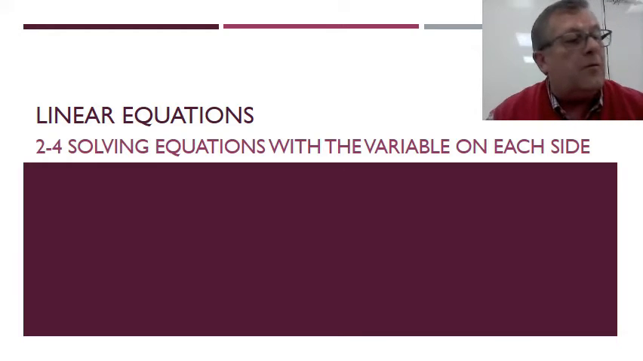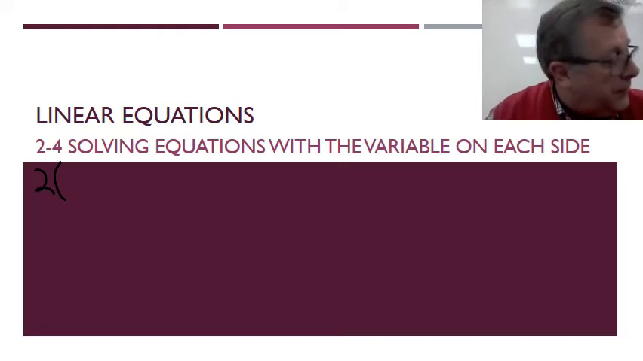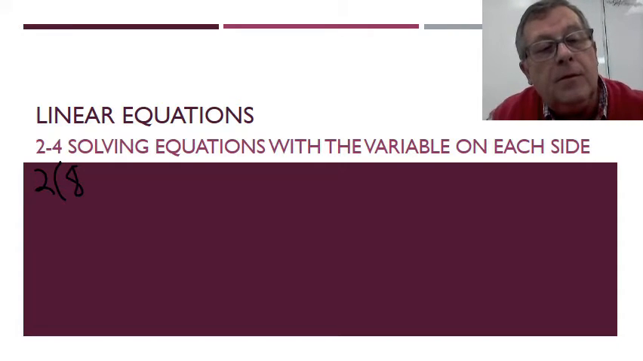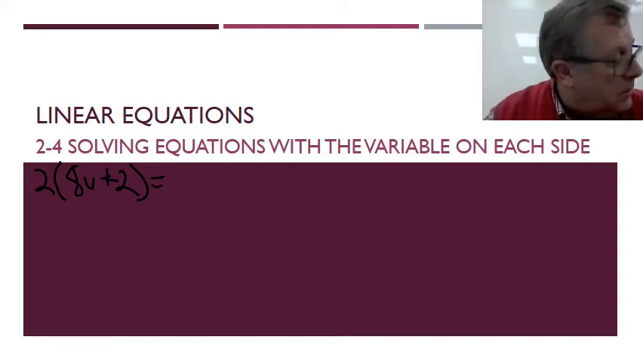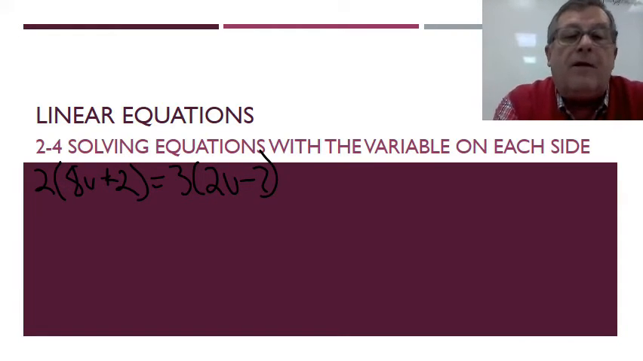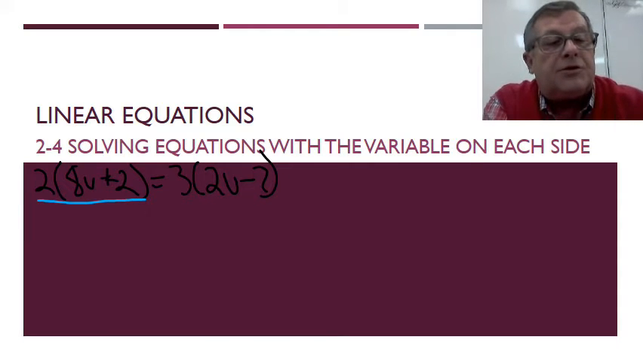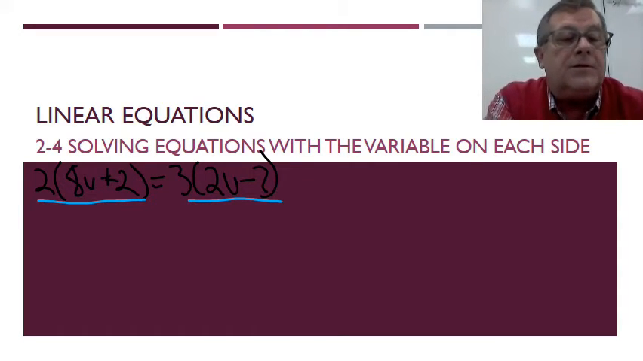All right, what do you say we do another one? Let's look at this one. We've got 2 parentheses, 8u plus 2, u's our variable, equals 3 parentheses, 2u minus 7. Now, I've got variables on both sides, but if you can see here, I'm going to have to distribute on both sides of the equation.